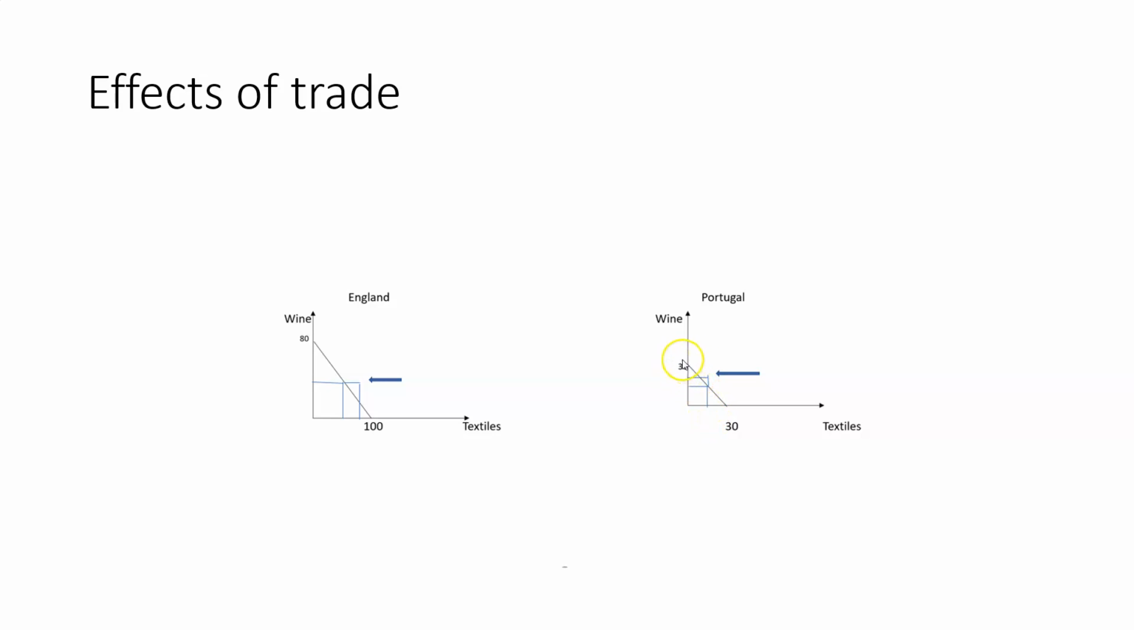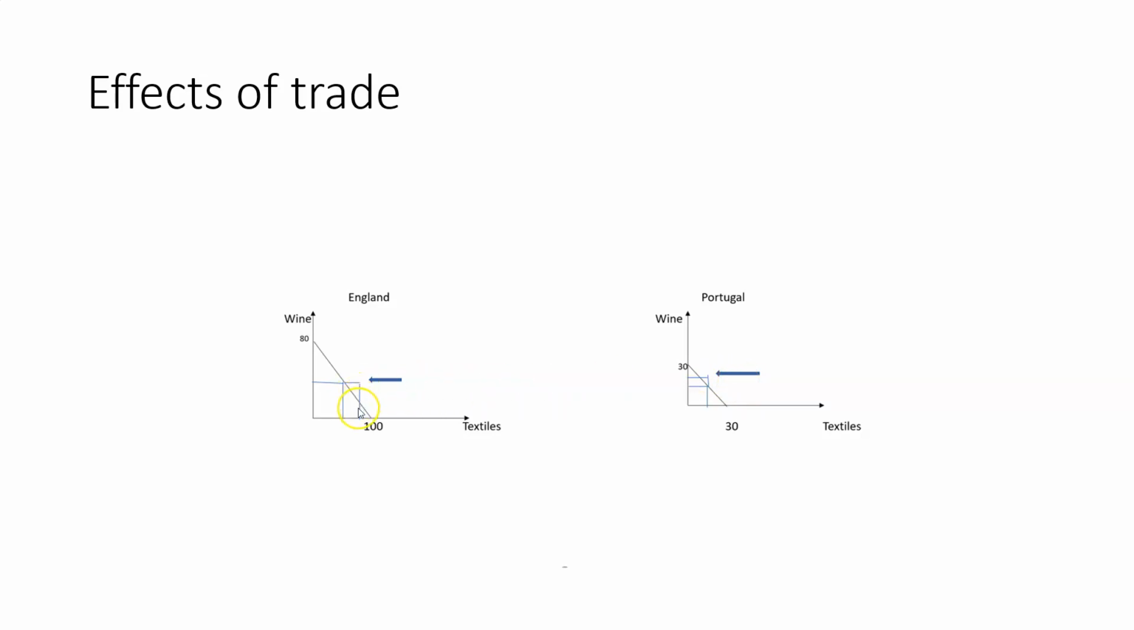You had 30 kegs of wine. You put 10 on your ship to go to England. That leaves you 20 kegs of wine. So you're here. But 20 kegs of wine and 20 bolts of cloth put you beyond your production possibility curve. You're in better shape. You've got more stuff.